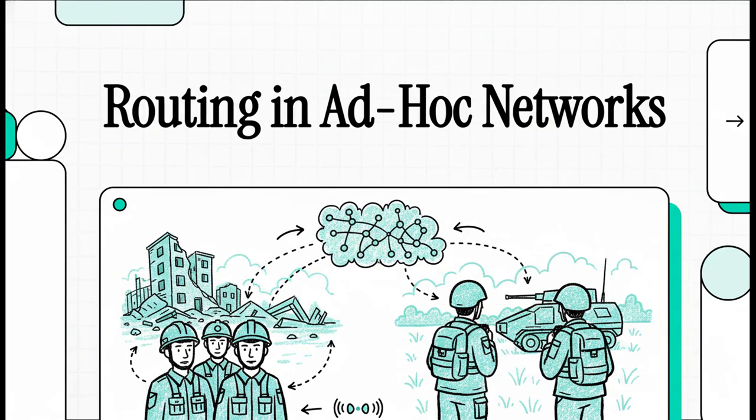Hey everyone, and welcome. So picture this. You're in a place where there are no cell towers, no Wi-Fi, nothing. Maybe a disaster zone or a super remote location. How on earth do your devices talk to each other? Well, today we're diving into the really cool world of ad hoc networks. These are networks that literally build themselves on the fly, no central command needed.